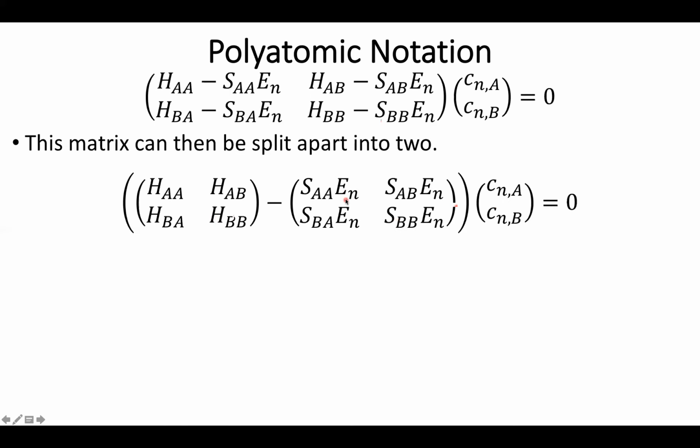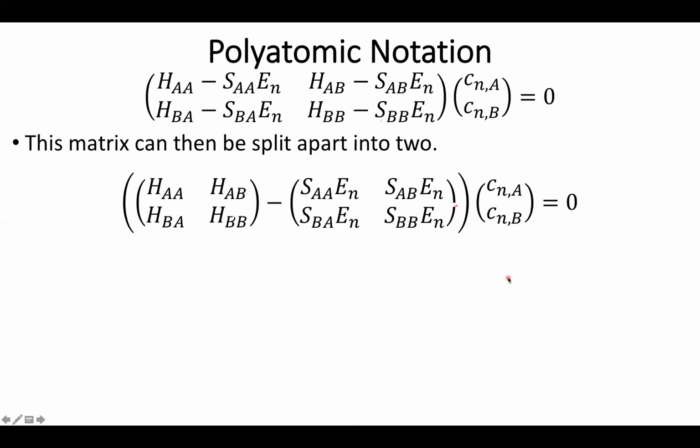Now, one of the things that is worth noting is that once I split this matrix into 2, every single one of these elements contains the energy of orbital n, which then lets me pop this value of En out front, because at this point it's just a constant that's shared by each of the elements of the matrix. So then what I'm left with is 3 matrices: a Hamiltonian, an overlap, and a coefficient matrix.